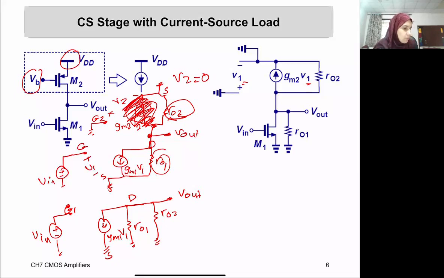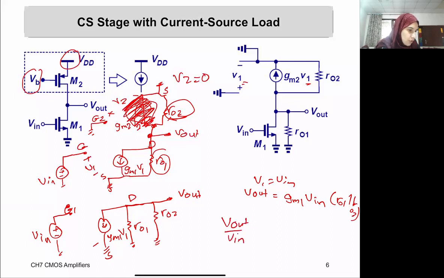Okay, and therefore, as you remember from before, as we did here, V1 equals Vn. Just give me one second, Obed. V out equals GM1 times Vn, and times R out 1 in parallel with R out 2. And therefore, V out over Vn, with the negative sign because the direction of the current is different, is minus GM1 times R out 1 in parallel with R out 2. Yes, Obed, please go ahead.